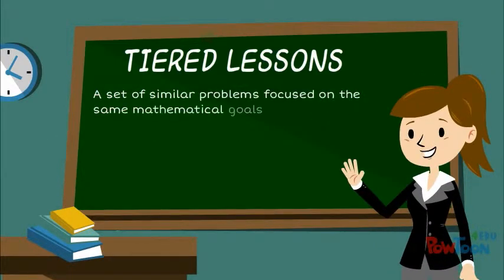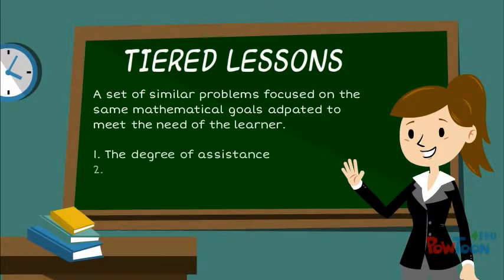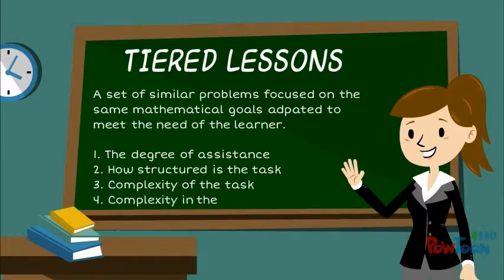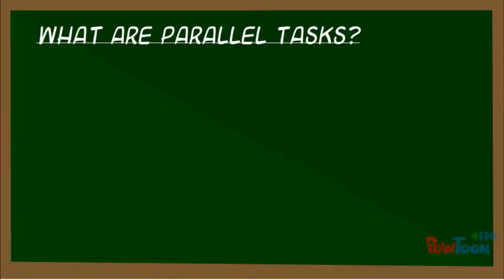Tiered lessons are mathematical goals adapted to meet the needs of every learner. First, the degree of assistance that's given. Second, how structured is the task. Third, the complexity of the task given. And finally, the complexity in the process for the student.